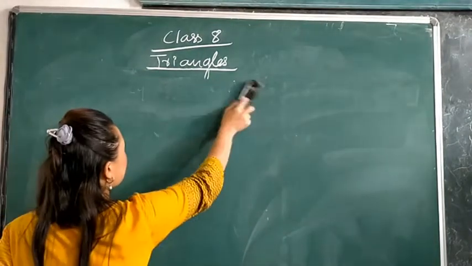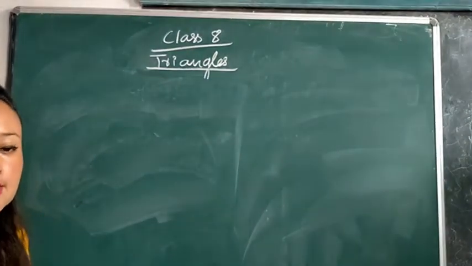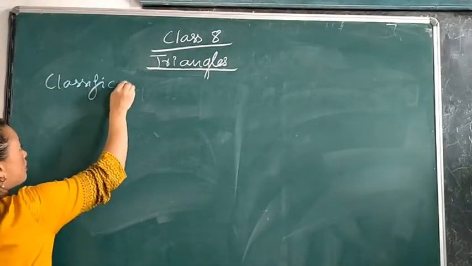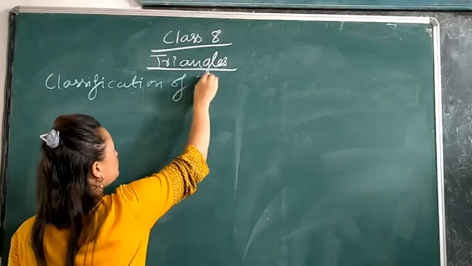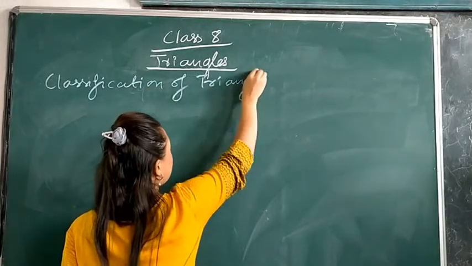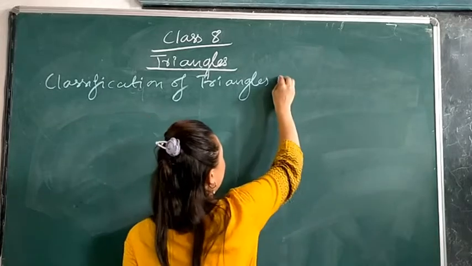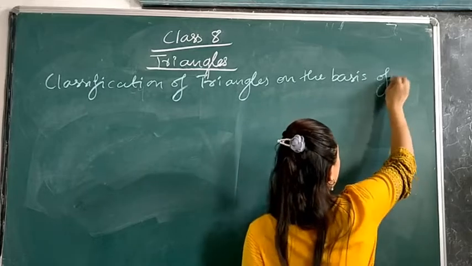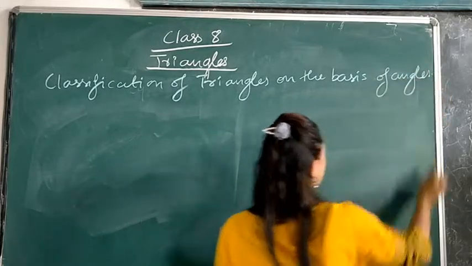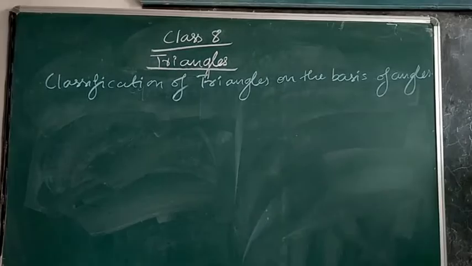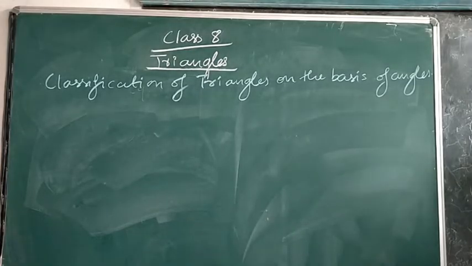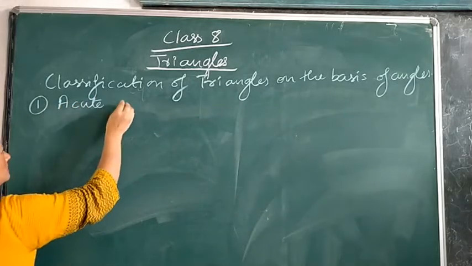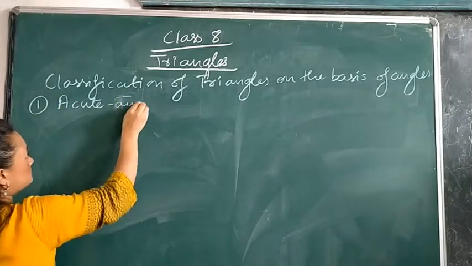Now we'll be classifying triangles with respect to the angles. So, classification of triangles on the basis of angles. Again, we have 3 types. If we classify the triangles on the basis of angles, there are 3 types. The first one is your acute angled triangle.